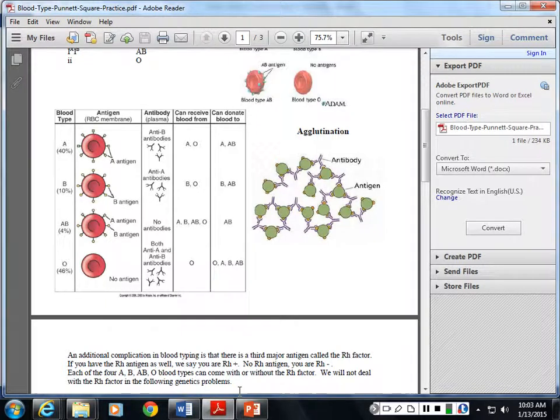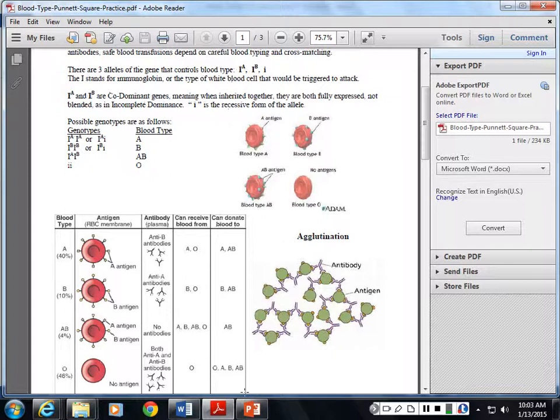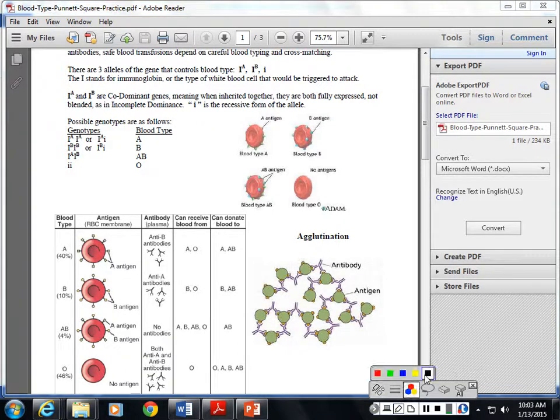Now again, I said with blood type, there's more than one gene expressed. I mean more than one gene that's out there. There's actually 3 genes that can be expressed and used for blood type. We have what's called our A, our B, and our O.